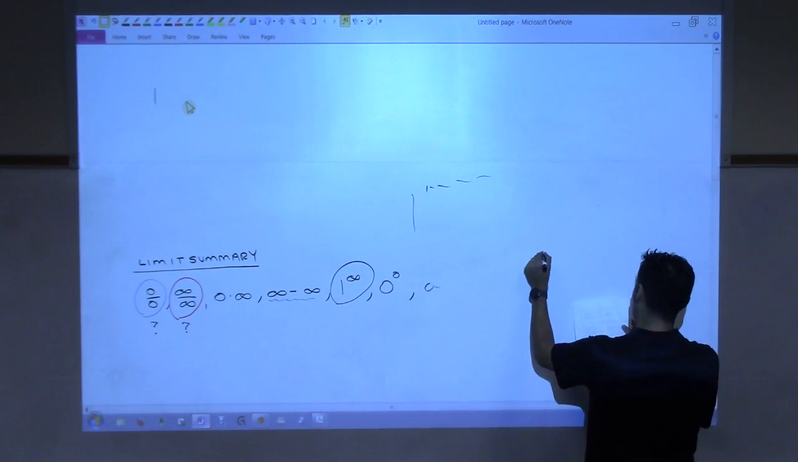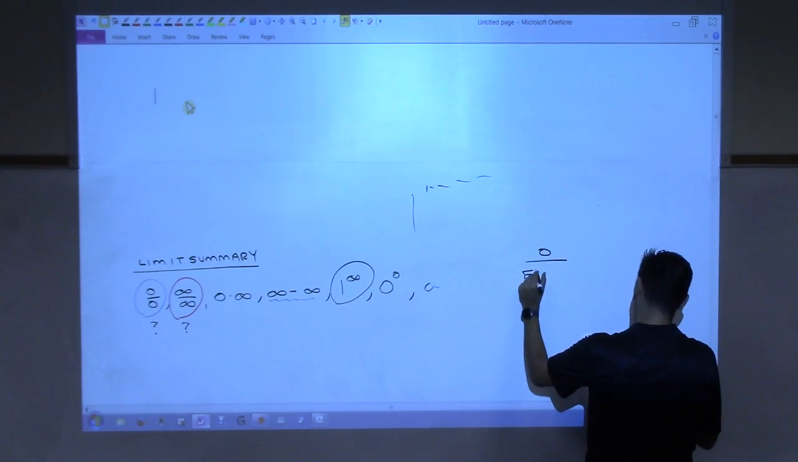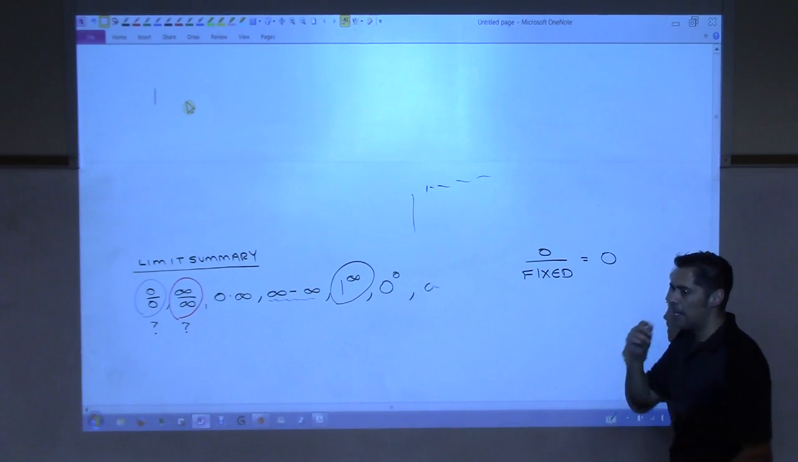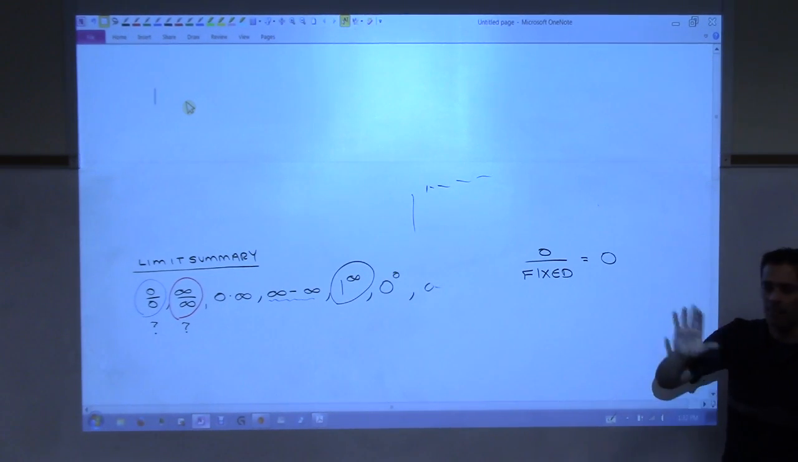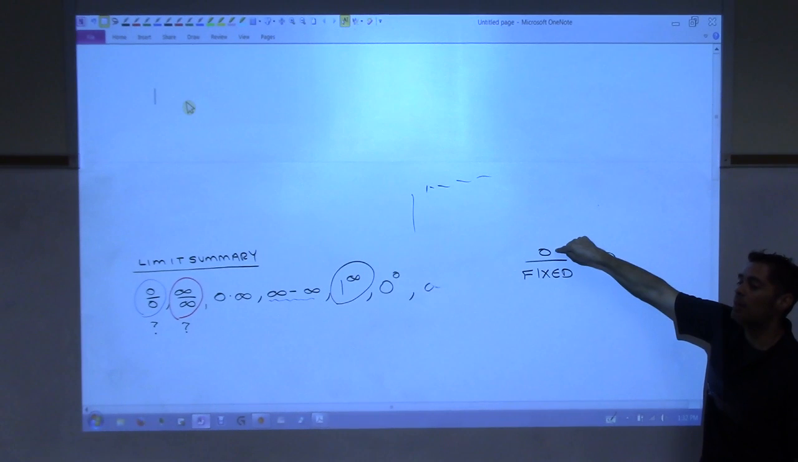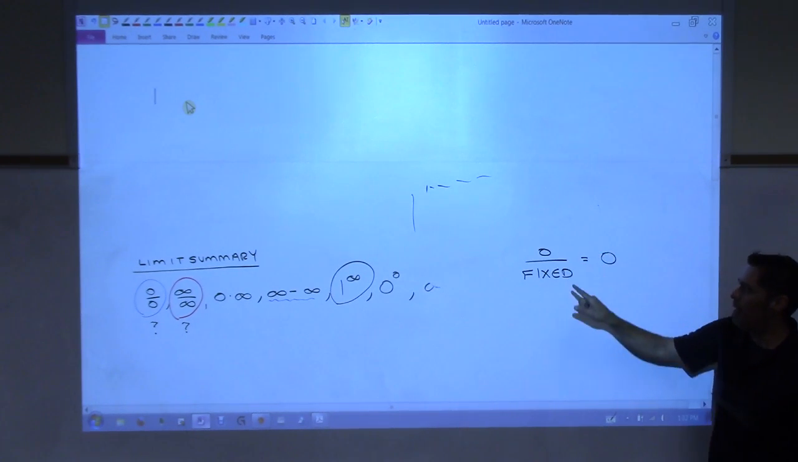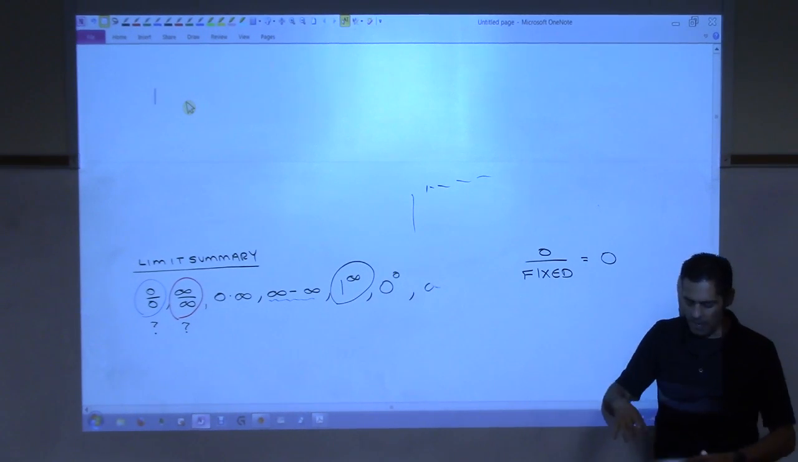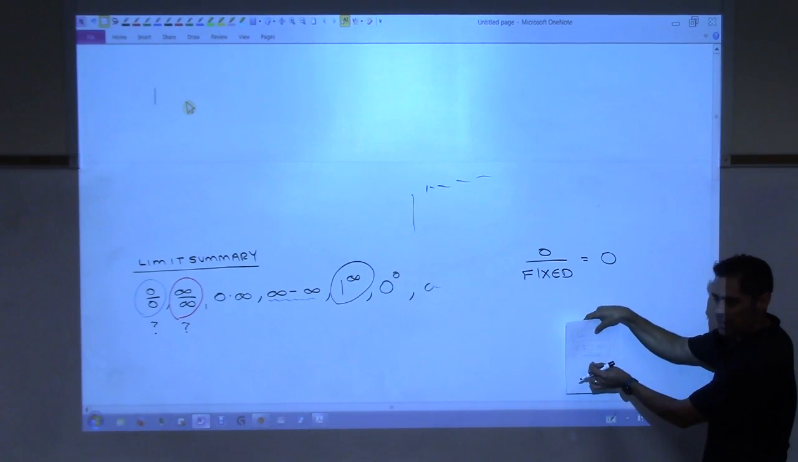The top right corner says 0 over fixed equals 0. This means that if you take a limit ever, and your numerator is approaching 0, and your denominator is approaching a fixed number. And at the bottom of the page, I tell you what I mean by fixed. What do I say?